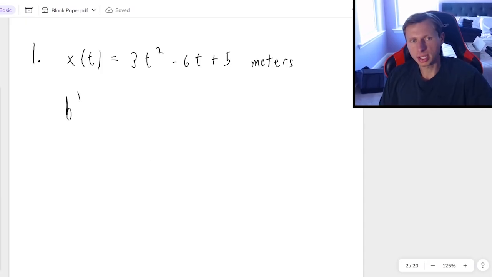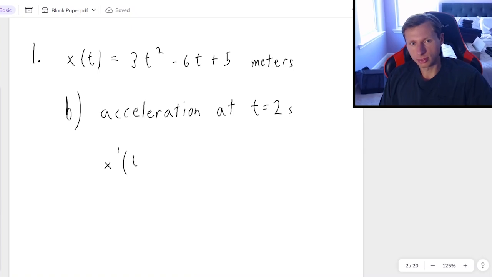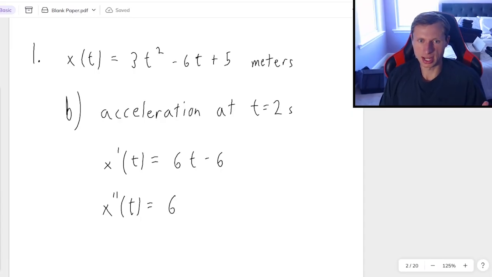Next for part B, let's find the acceleration at the same time t equals 2 seconds. So if we start with the first derivative, which is a great place to start, 6t minus 6, then the acceleration is just going to be the second derivative. So we just take the derivative again. This is very simple. It's 6. Now this is the part where kids usually get confused, because I have 6, I have the acceleration, but how am I going to plug in t equals 2?